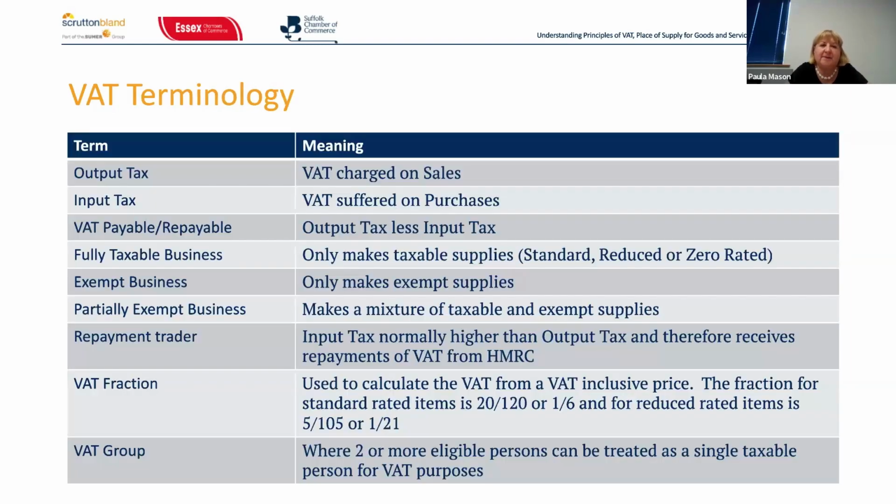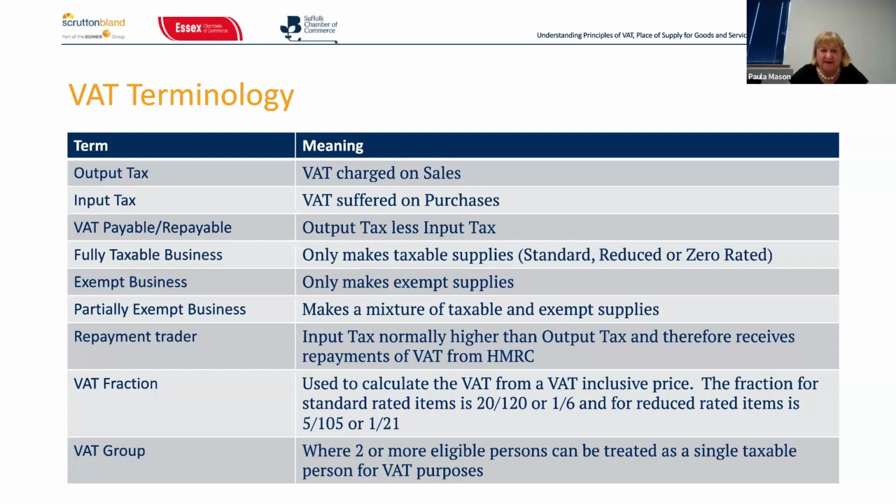So just to cover some common VAT terminology, first one we have is output tax, and that's the term for VAT charged on sales. And then you have input tax, which is the VAT suffered on your purchases. And output tax less the input tax on your VAT return results in the VAT payable or repayable to or from customs, HMRC.